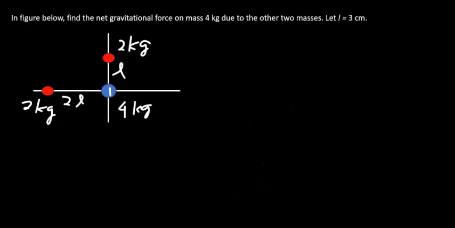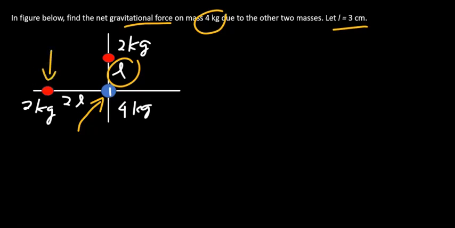Let's look at the first problem. In the figure below, find the net gravitational force on the 4 kg mass, that is the one here, due to the other two masses. Let L be 3 centimeters. So the separation between the 4 kg and 2 kg mass is 3 cm, and the separation between the 2 kg and the 4 kg, the 2 kg now being on the horizontal axis, is 6 centimeters.